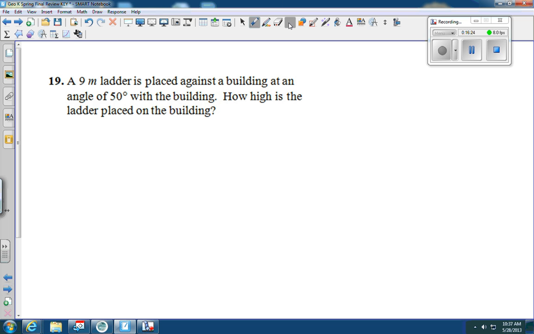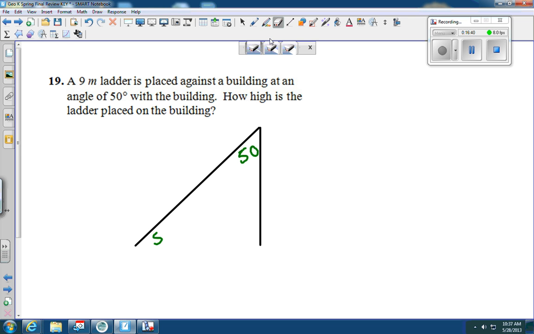19. A 9-meter ladder is placed against a building. Here's my building. Here's my ladder. The ladder is going to be at an angle of 50 degrees with the building. Okay, so it's this angle. Okay, so be careful there. It's with the building. All right.